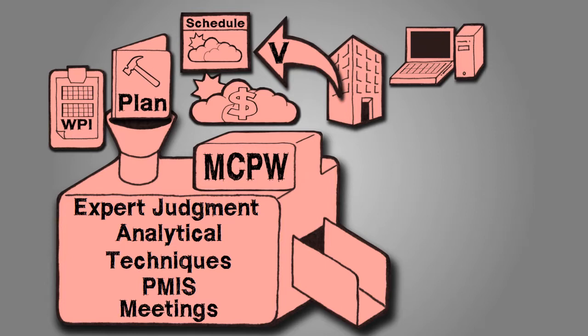The outputs of the monitor and control project work process include change requests. Change requests are an output to many of the project management processes, and this one is no exception. It makes sense that since this process is all about monitoring and controlling the project work and the project plan, many of the changes that will need to be made will be generated during this process.